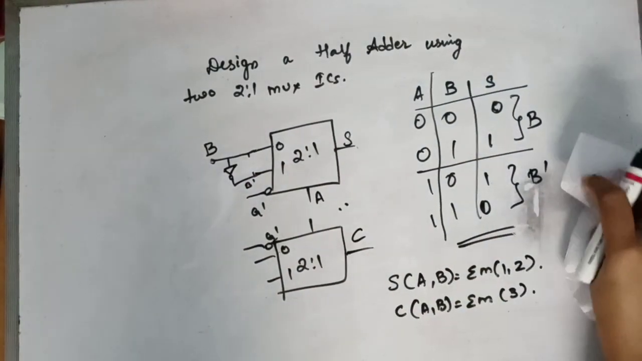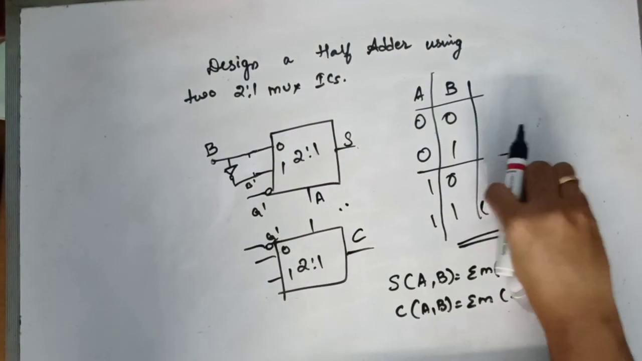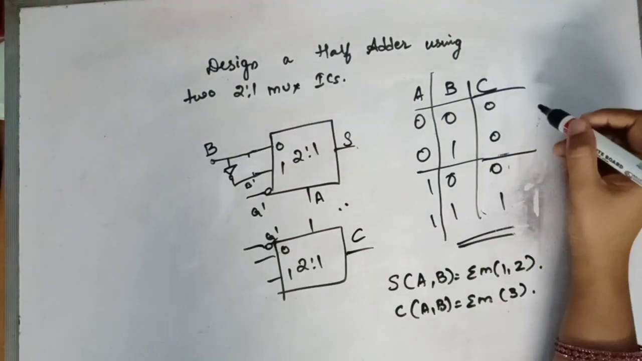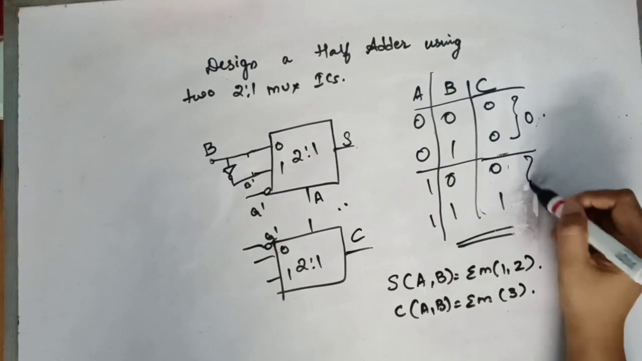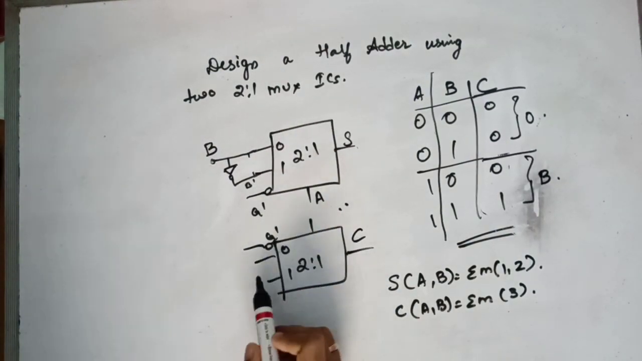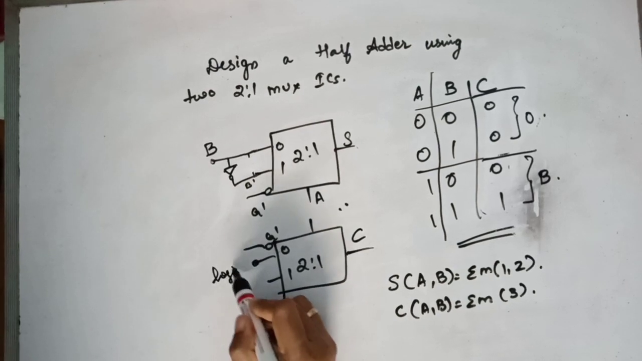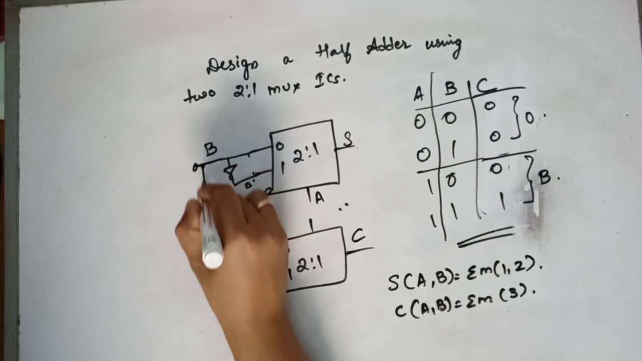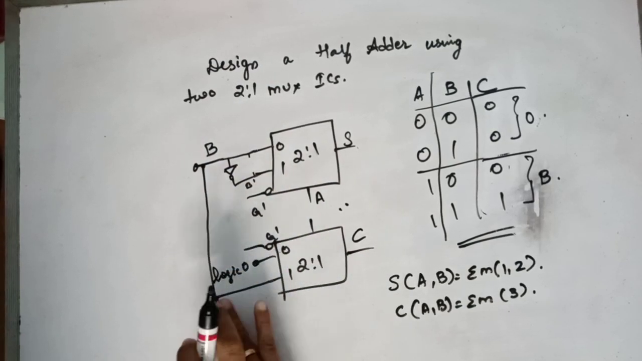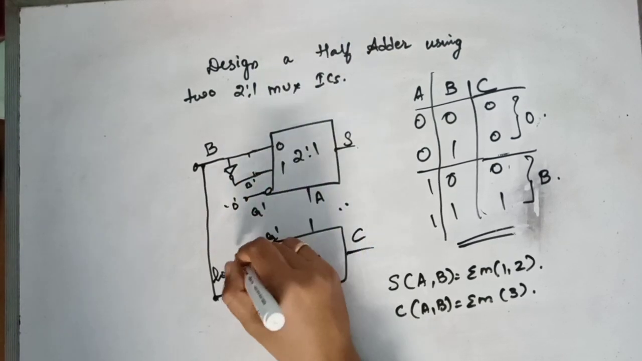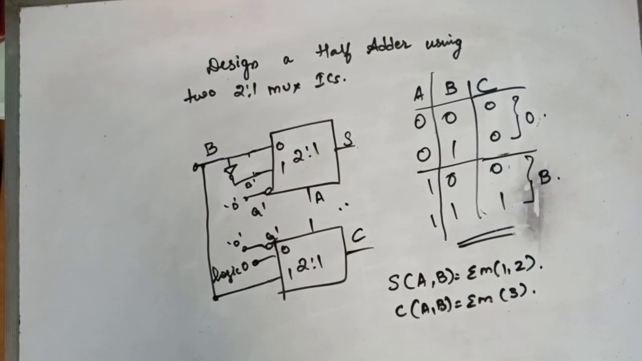So that is sum. In the case of carry, it was like this. A is 0 means it is 0, and A is 1 means it is B. So A is 0 means it is 0, and A is 1 means it is B. This is B, and this is logic 0. So that is how you get the half adder using two 2x1 mux ICs.